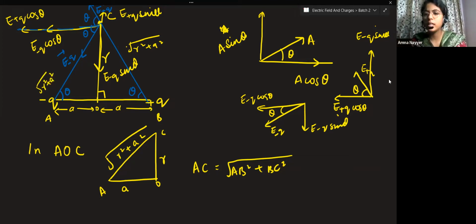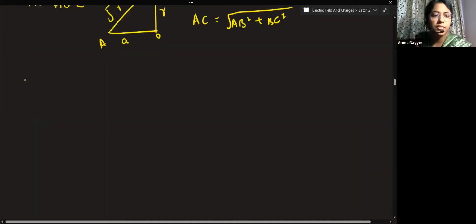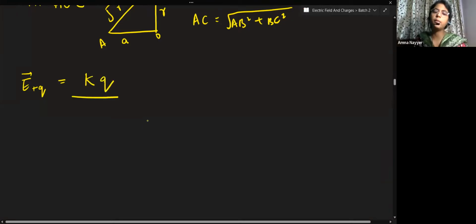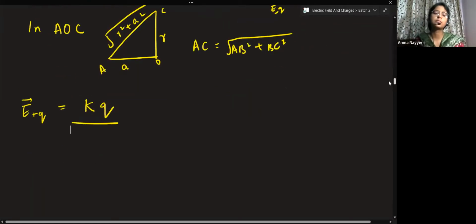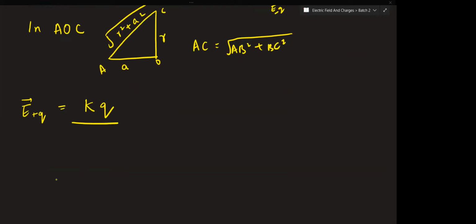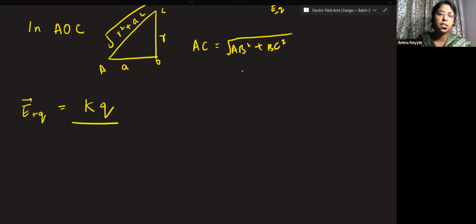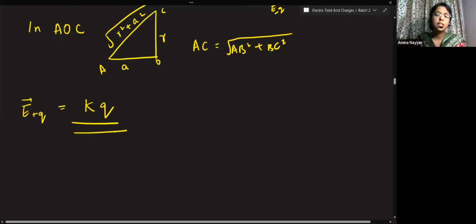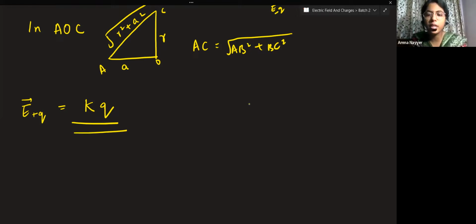Now calculation of electric field is easier. If I say electric field for the charge plus Q or minus Q, just electric field, it will be K Q divided by. Now tell me what will come in the denominator. R square plus A square. Correct, Krishna. So this will be KQ divided by R square. What is R over here?